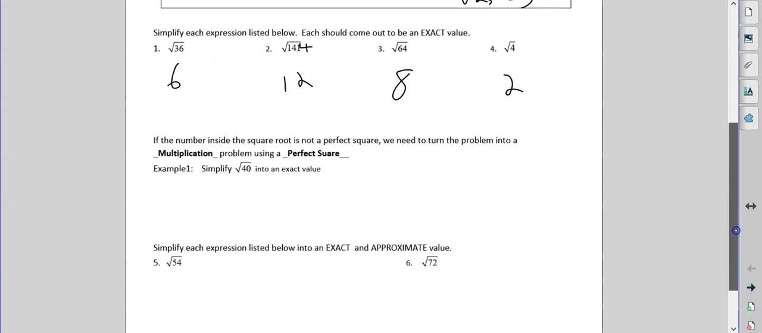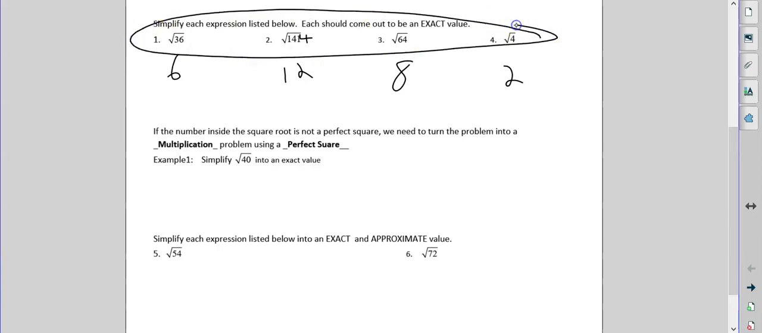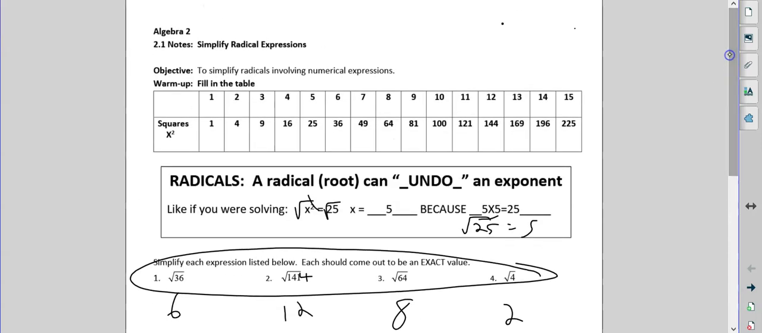Now, if the number inside the square root is not a perfect square, like all of these were perfect squares, then we need to turn the problem into a multiplication problem using a perfect square. So what you're trying to do is find the biggest perfect square that goes into the number we have under the radical. So for example, square root of 40. If you look at your chart, we're going to try to find the biggest number that goes into it. Now we start here because 40 would be in between those, 36 and 49. And you just divide. You can do it in your head if you know like 36 won't go into 40.